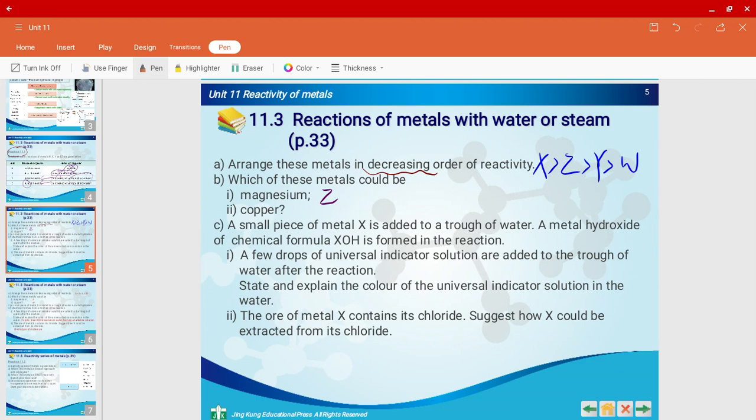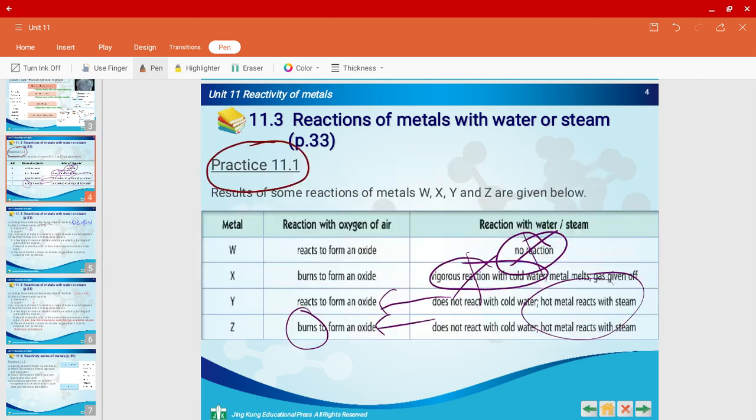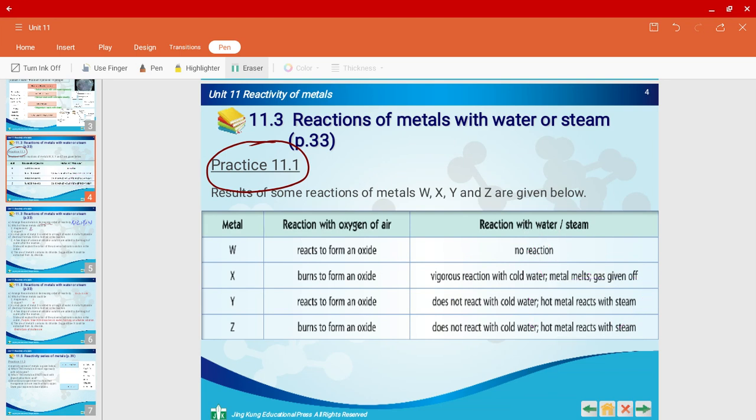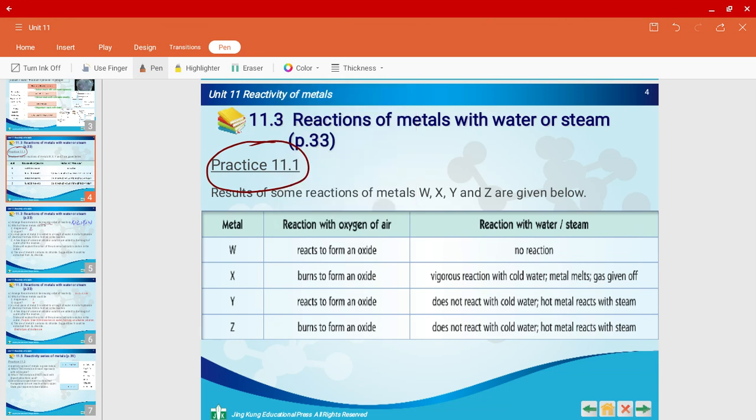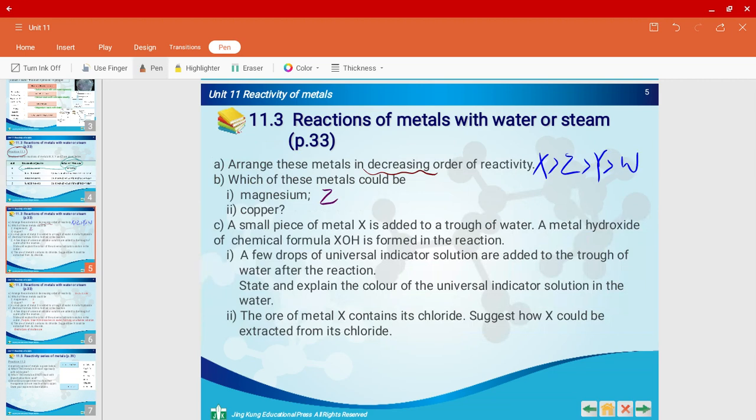Now let's see the second one, copper. Now copper is fairly simple because we know copper, does it have any reaction with water or steam? The answer is no. Copper is unable to react with water or steam, so it's very easy to see that it is metal W. Fairly simple.